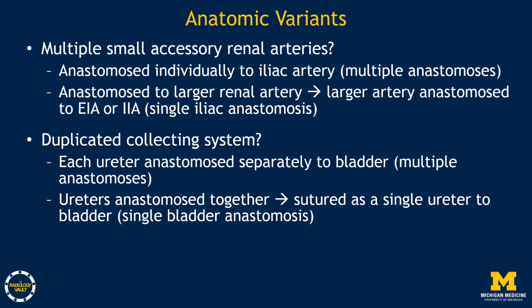This is managed in a similar fashion to accessory renal arteries. Either each ureter is anastomosed separately to the recipient bladder, resulting in multiple bladder anastomoses, or the ureters are anastomosed together and sutured as a single ureter to the bladder, resulting in a single bladder anastomosis.